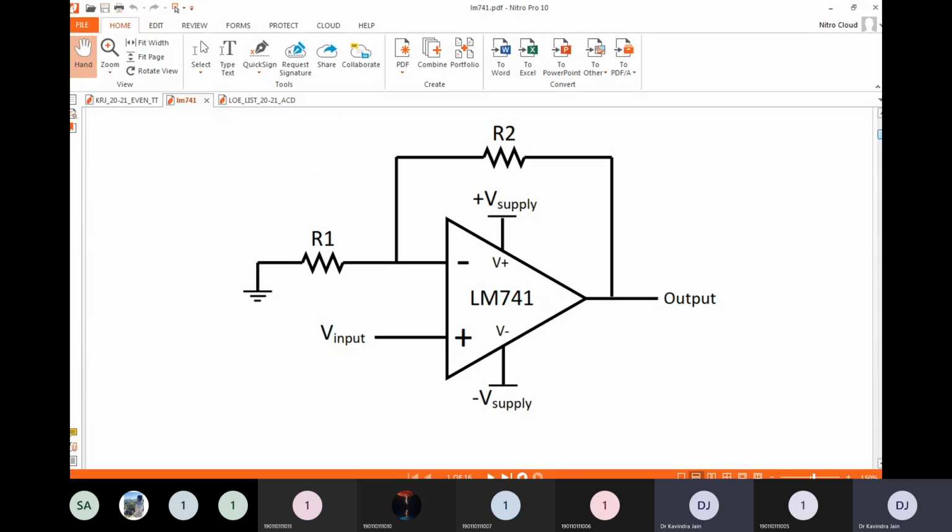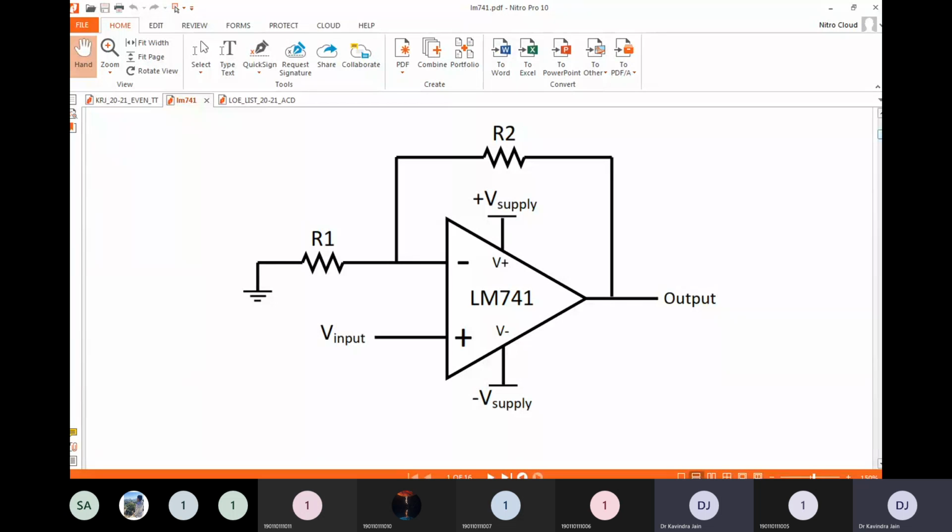As you can see in the circuit of LM741, a triangle is drawn. Pin number 2 and pin number 3 are our input pins. There are various connections in operational amplifiers: single-ended, double-ended, multi-ended, etc. Single-ended means one of the inputs is provided with the voltage supply and the other input is grounded. Here, pin number 2 is grounded and pin number 3 is provided with the voltage supply.